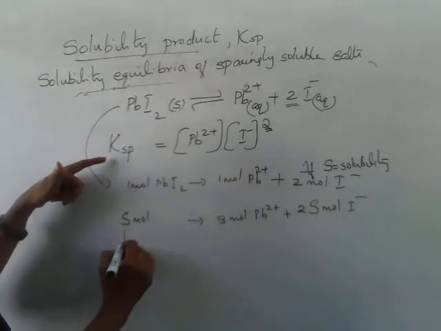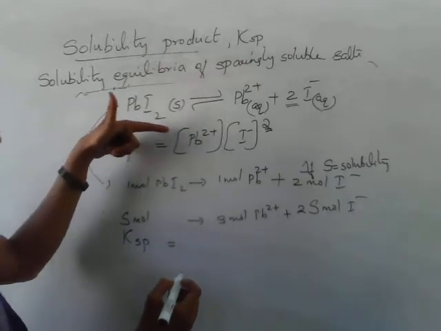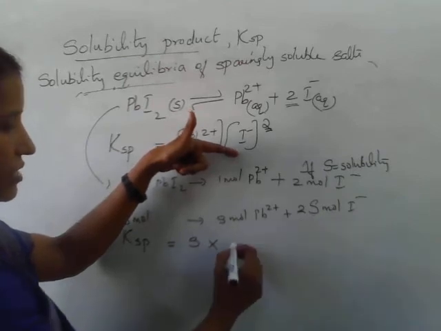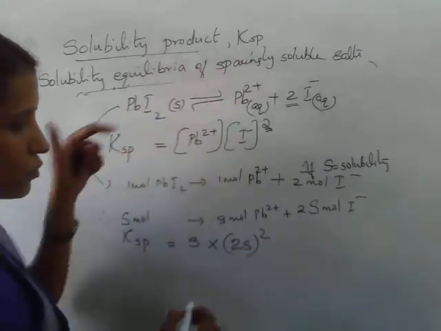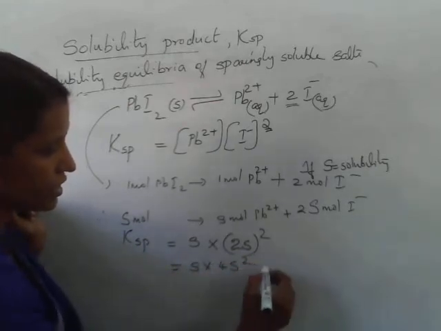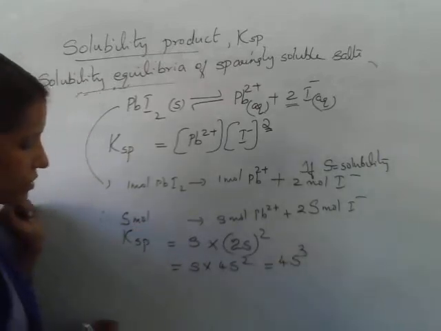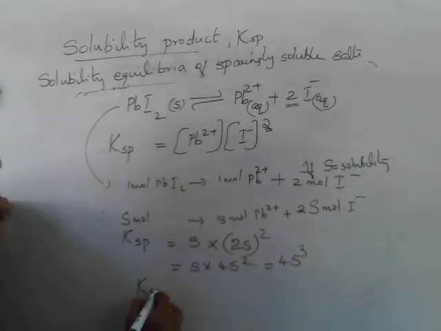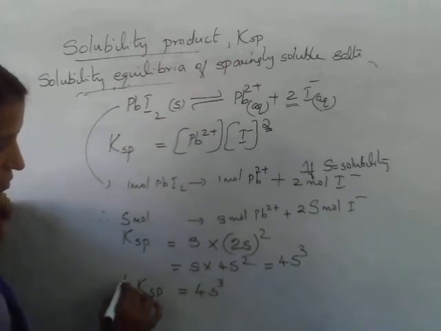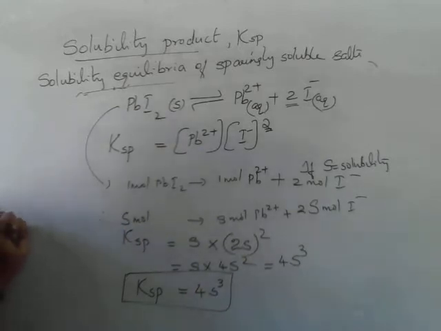Substituting here in the KSP. KSP is equal to the concentration of Pb2 plus, which will be S mole, into the concentration of I minus, 2S, raised to 2. So what do we get? S into 4S square, which is equal to 4S cube. This is the relation for solubility product and solubility for lead iodide. KSP is equal to 4 into solubility cube. Here also, knowing one, the other one can be calculated.